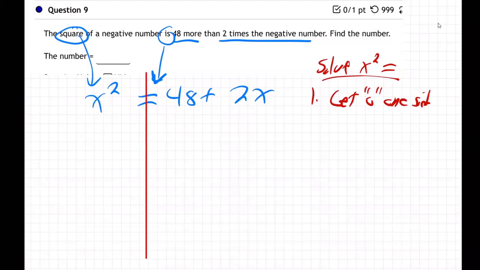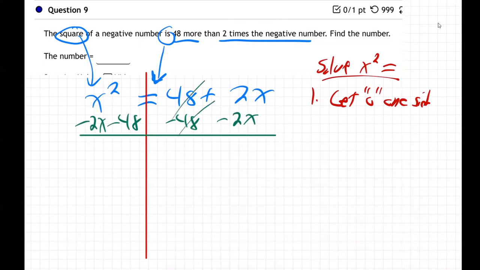I'm going to go minus 48 and minus 2. So I'm going to put them in order. Minus 2x minus 48. Boom, like that. Bye-bye 48, bye-bye 2x. And so we get x squared minus 2x minus 48 equals 0. That's the first step. Get a 0.